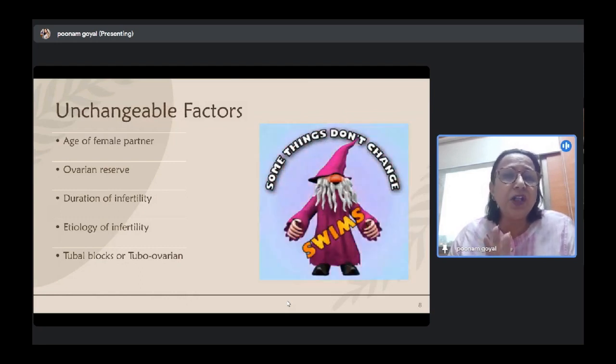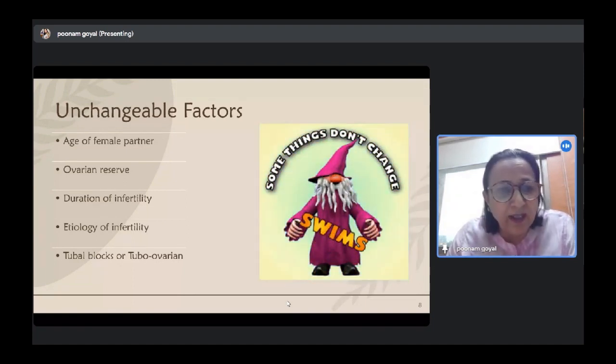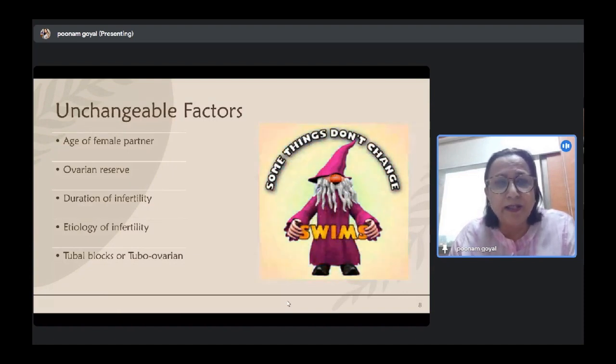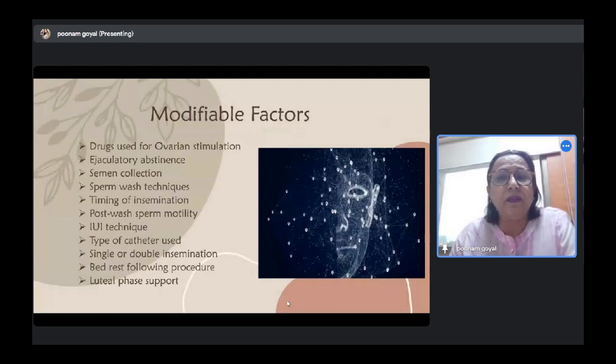Now, what are the unchangeable factors? The unchangeable factors in IUI are that you cannot change the age of your female partner, the ovarian reserve she has, the duration of infertility, the etiology of infertility, and tubal block if present, which is not an indication for IUI.